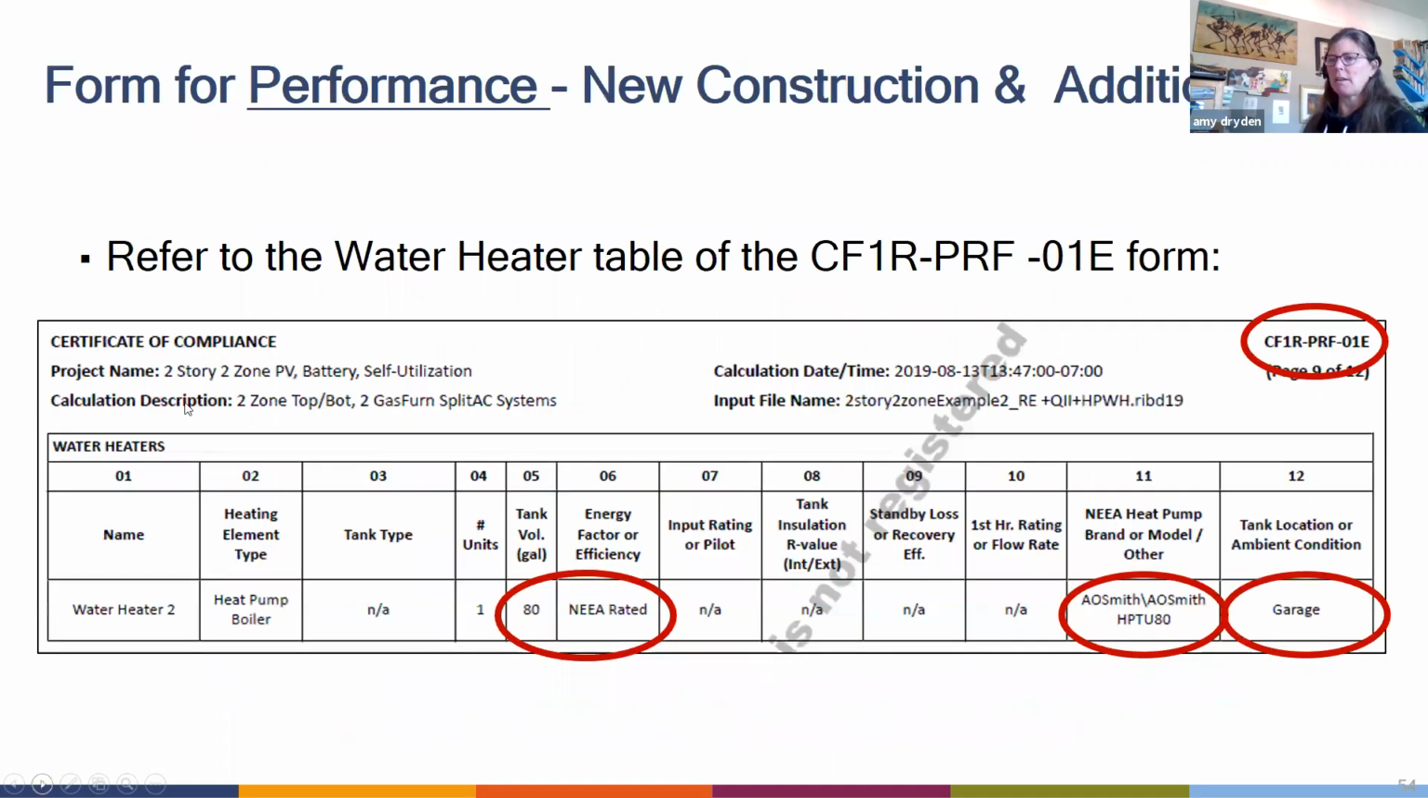And this is what it looks like. Here's my CF1R, here's my water heater. It's 80 gallon, I've got one of them. You can see it's NEEA rated right there, and it's calling out the heat pump brand. It's the A.O. Smith, and it's located in the garage. Those are all things I'm going to confirm when I am in the field.